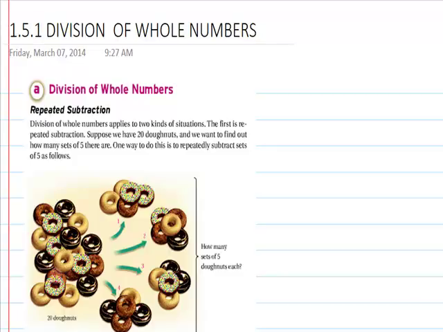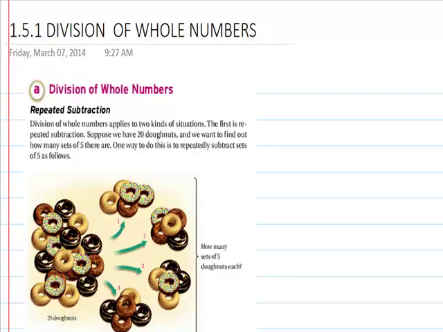If you had 20 donuts and you wanted to know how many sets of 5 there were, you would take away one set and another set and another set and another set. You would subtract 5 and find out how many times you could do that. And the answer would be that you could do it 4 times.